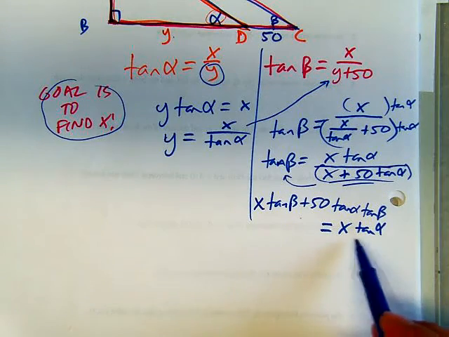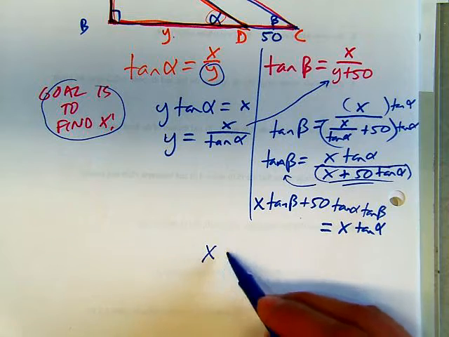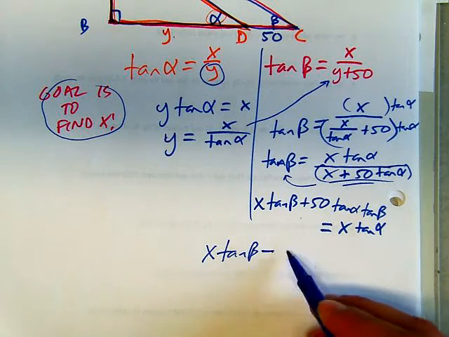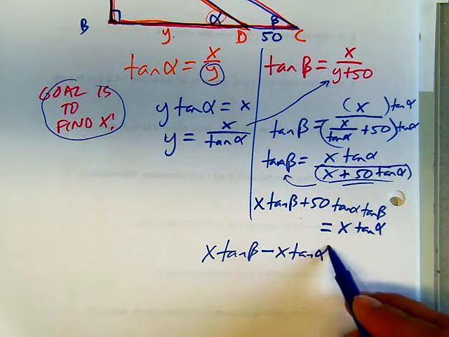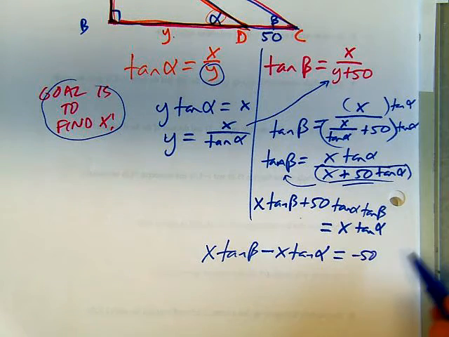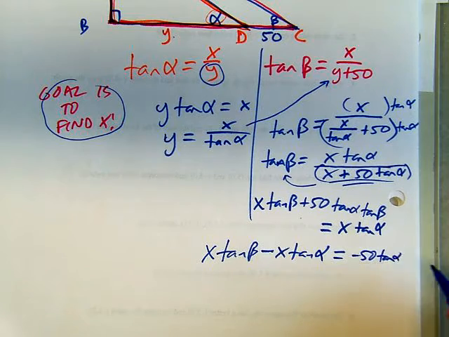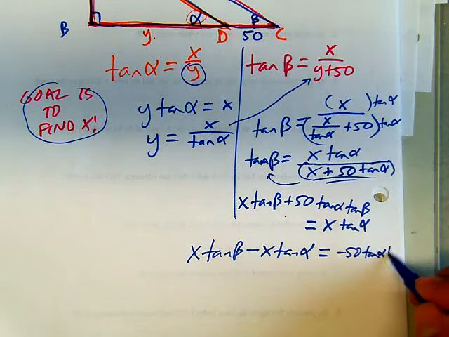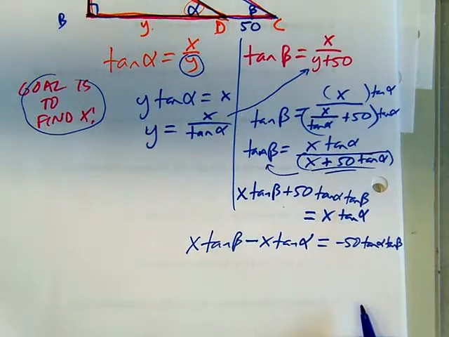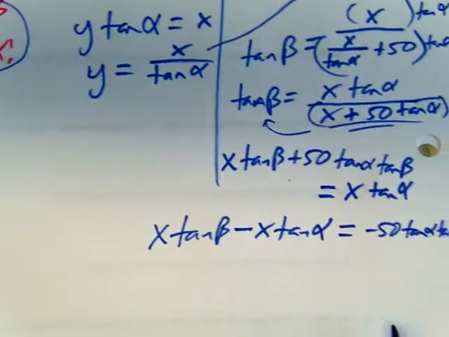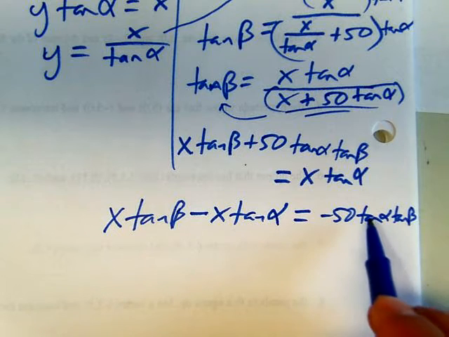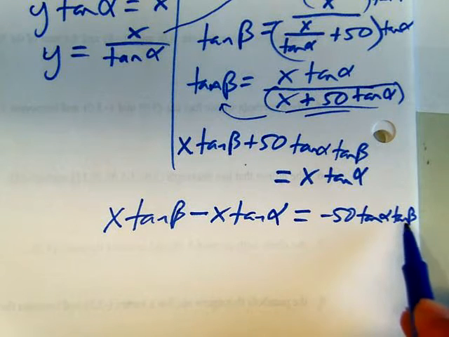Okay, and from here, we want to get all the x's on the same side, so I'll have x tangent beta, subtract the x tangent alpha, and then on the other side, we could have negative 50 tangent alpha tangent beta. Okay? Sorry, that's really small and hard to see. Let me zoom in there. So now we have x tangent beta minus x tangent alpha equals negative 50 tangent alpha tangent beta.